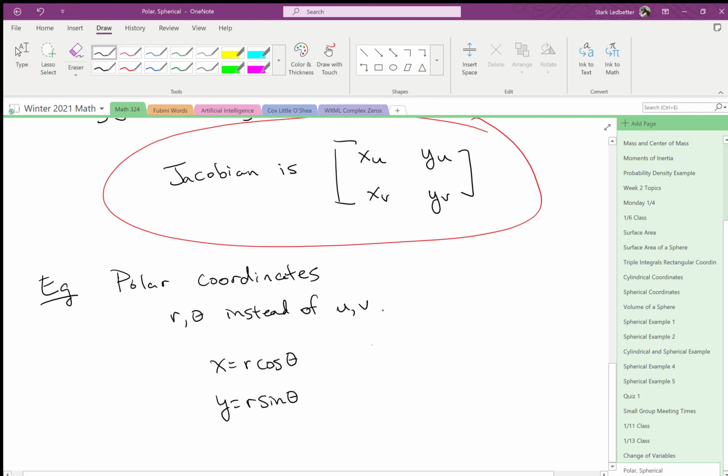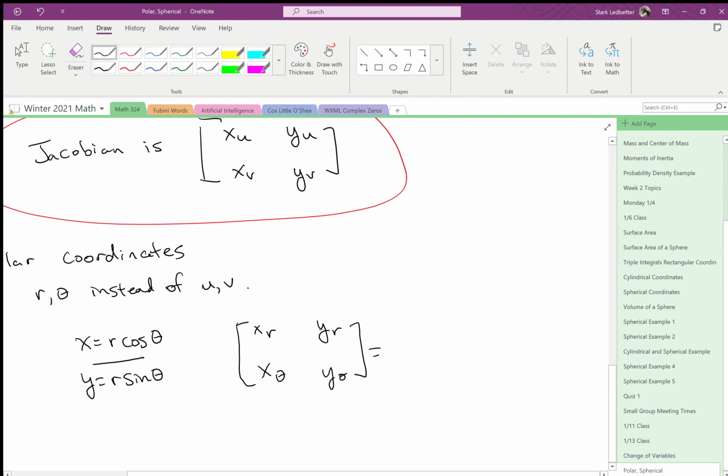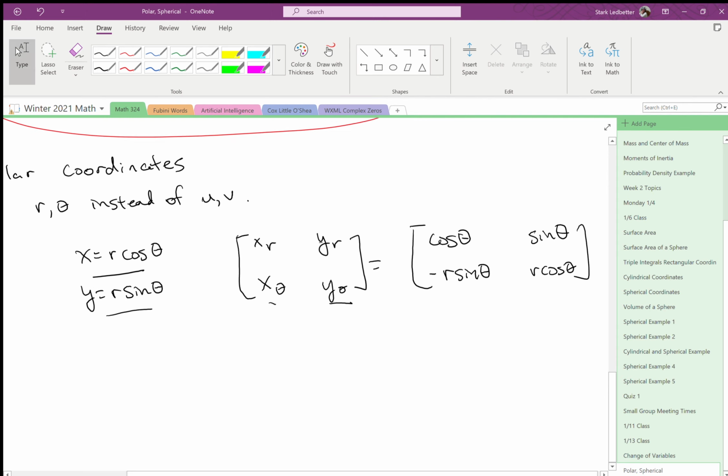So I need to calculate xr, yr, x theta, and y theta. So those are partial derivatives. Partial derivative of x with respect to r. Cosine theta is a constant, so there's that. Partial derivative of x with respect to theta, we get negative sine theta, right? And r is a constant. Partial derivative of y with respect to r, we get sine theta. And partial derivative of y with respect to theta, we get r cosine theta. There's the Jacobian.